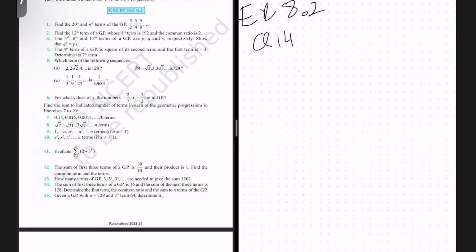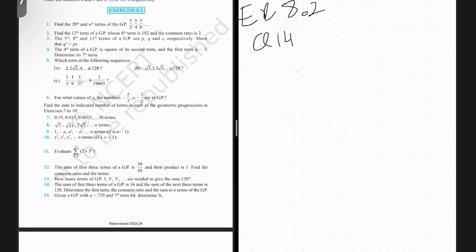In the 14th question, you have the sum of the first 3 terms of the GP is 16 and the sum of the next 3 terms is 128. Determine the first term, the common ratio, and the sum to n terms of the GP. So we have been given that the sum of the first 3 terms is 16 and the next 3 terms is 128.